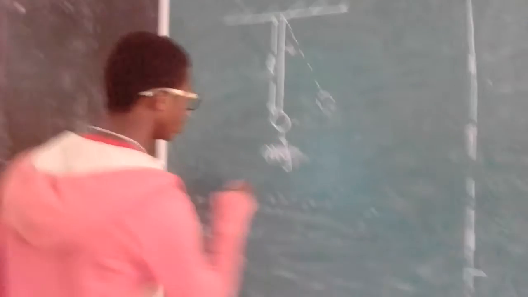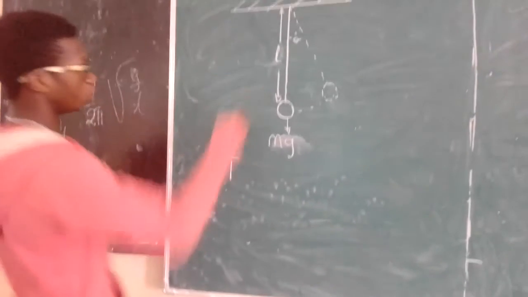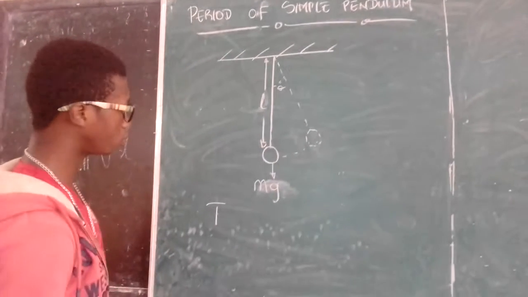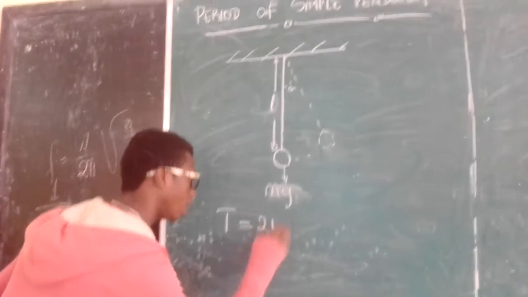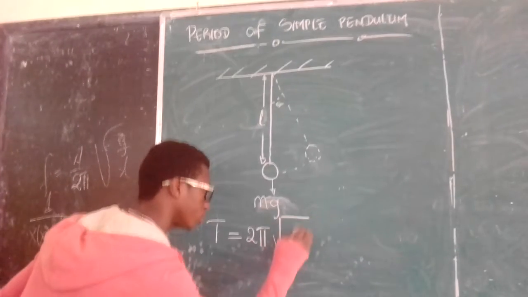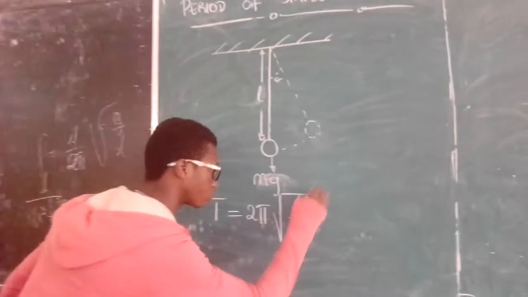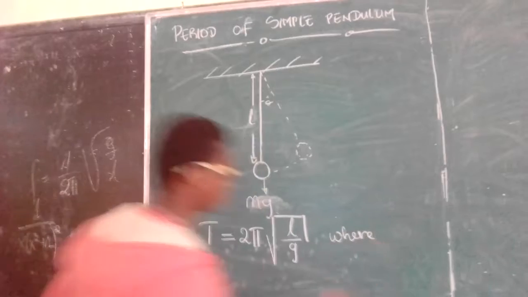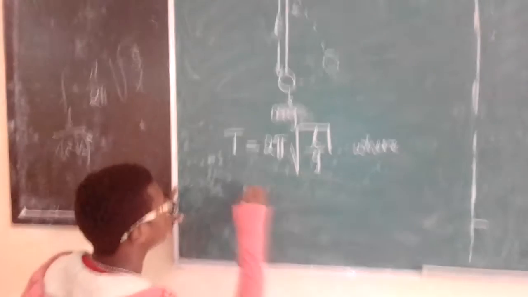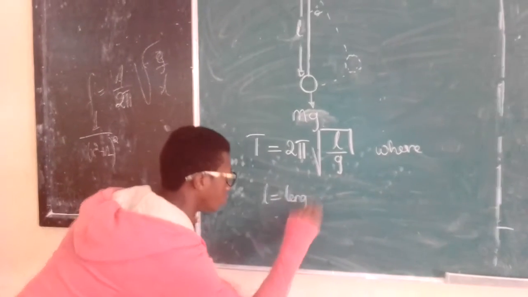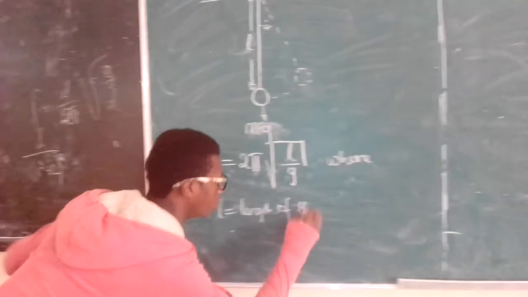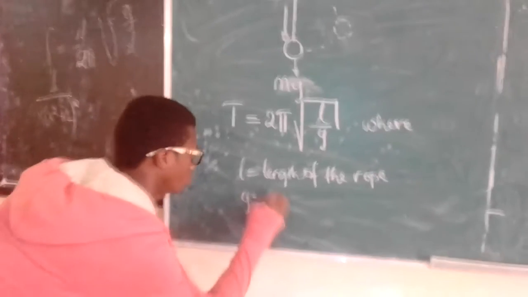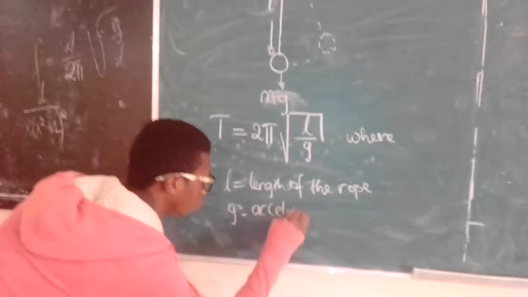So the period of this simple pendulum, you can see the length of the thread here and the angle, gravitation, acceleration due to gravity. T equals 2 pi, the square root of L over G. And you have to note where L equals the length of the rope and G equals acceleration due to gravity.